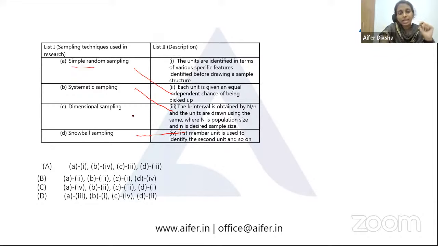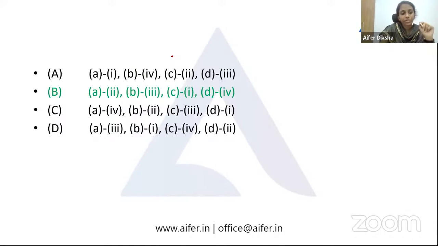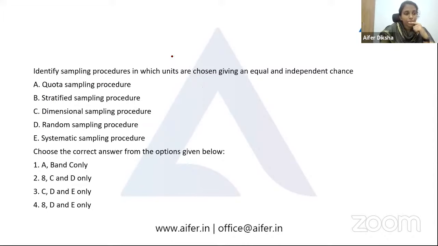Then dimensional sampling, where the units are identified in terms of various specific features identified before drawing a sample. So the answer is option B. All of you have said the right answer.